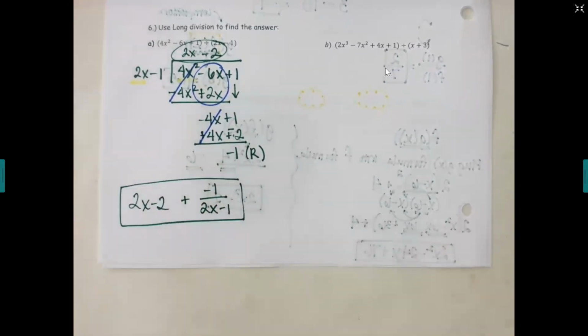Okay? 2x minus 2 plus a remainder of negative 1 over what you divided by. Okay?